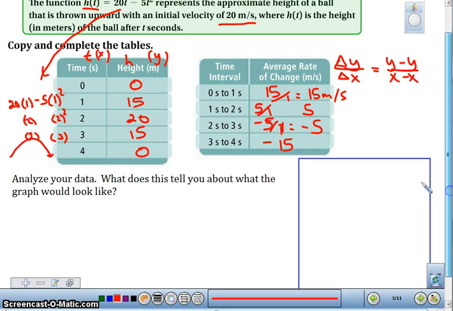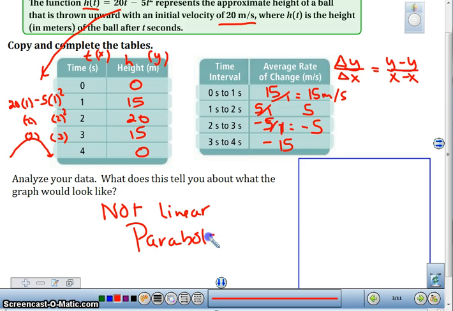And the question says, to analyze our data, what can this tell you about the graph? What does it look like? Well, the first thing it should be telling us is that it is definitely not linear, right? It does not have just the one variable, it has a second power, and this is called a parabola. If we look at that graph, what is it going to look like?